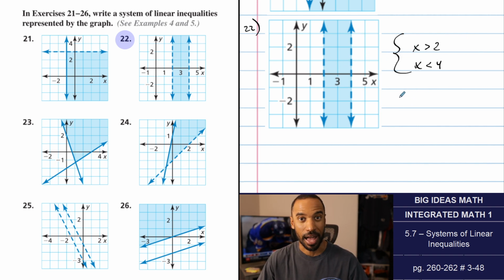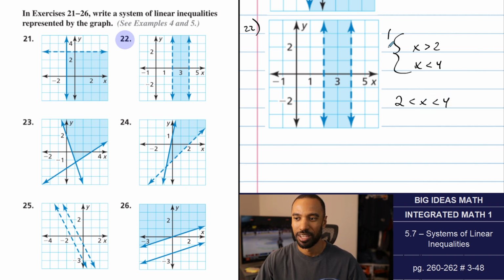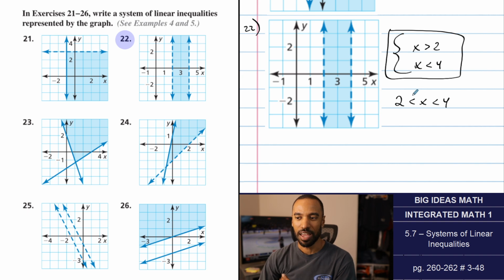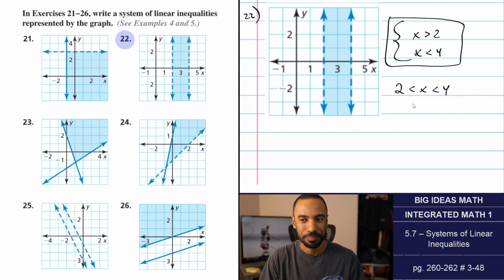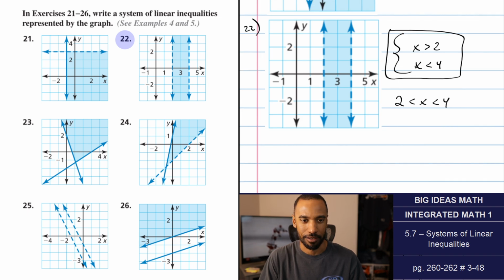I'm curious if I'm allowed to write it like this as well. It's no longer a system, but it's compound. That's kind of another version that I'm thinking of. Hey, it's between 2 and 4, you idiot. Probably not going to write it like that, but I still want to show that one off and say, hey, remember how compound inequalities work?